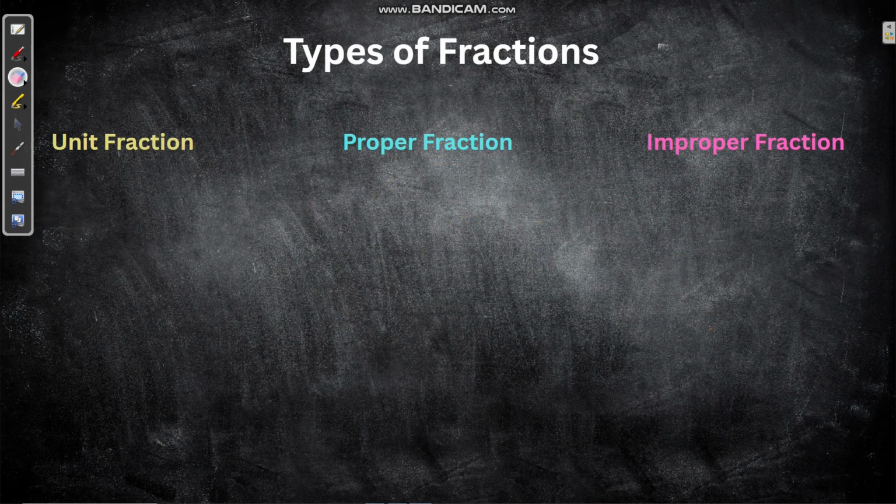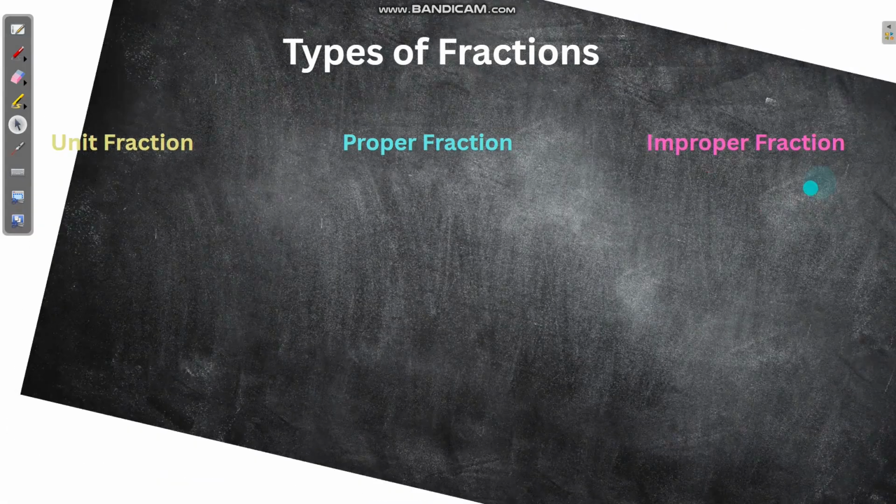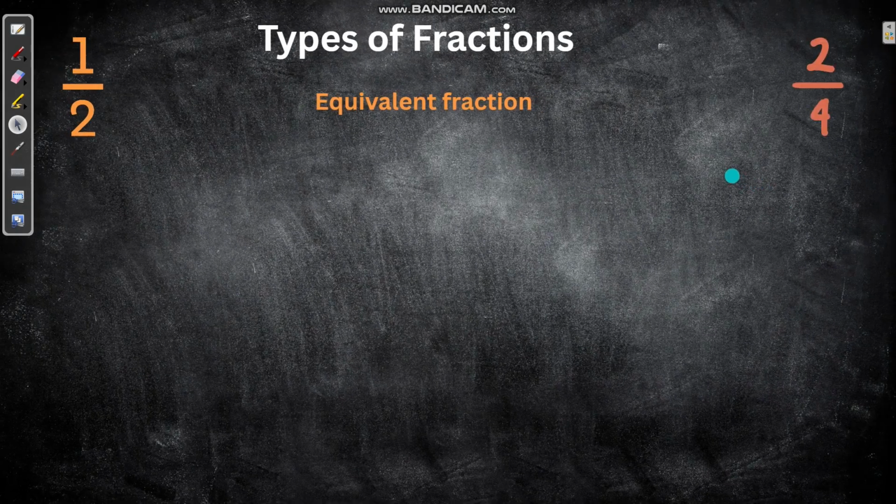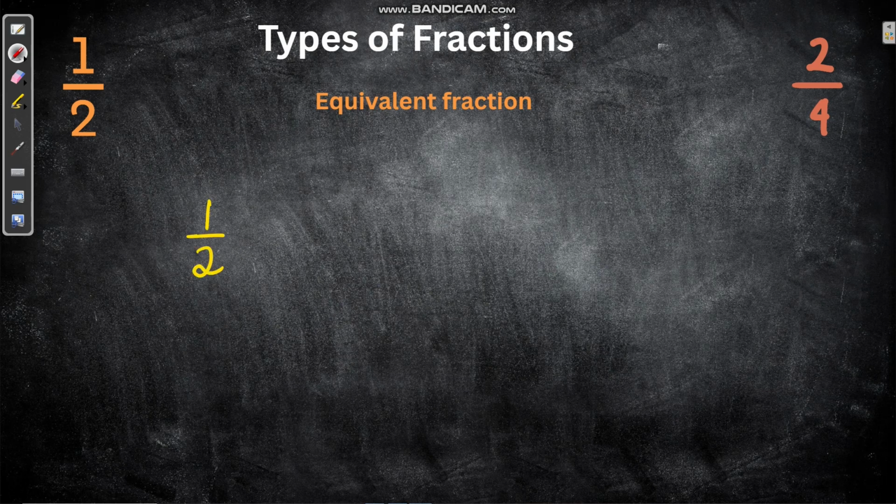So first one was like, then unlike, then unit fraction, proper fraction, improper fraction. The next one is known as an equivalent fraction. So equivalent means the value of that fraction is same. Okay, now let's take the same example, that is 1 by 2, and let's take the other example, that is 2 by 4. Both of them are equivalent fractions. Why? Because their value is same. What do I mean by value? Let me show this with the help of an example.